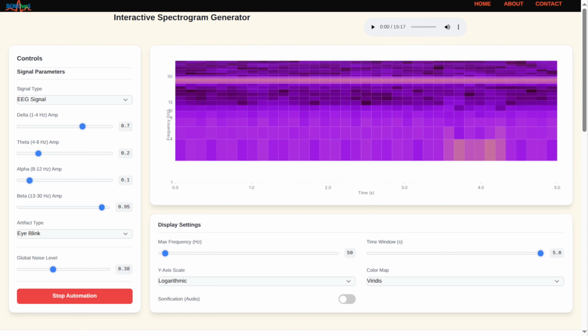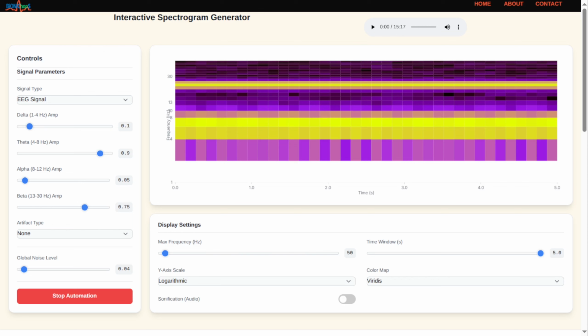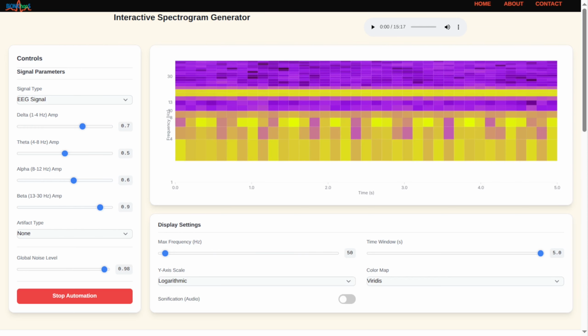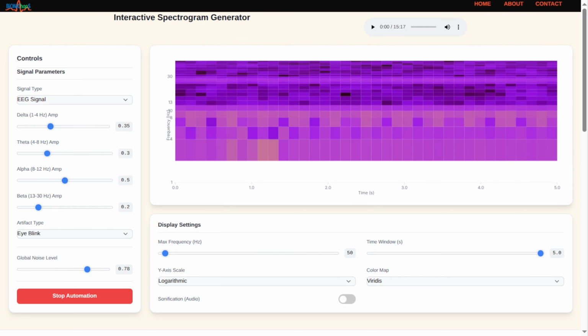Got it. Okay, one more signal before we move to images. EMG, electromyogram, for muscle activity. How does that work? How does a muscle even contract electrically?